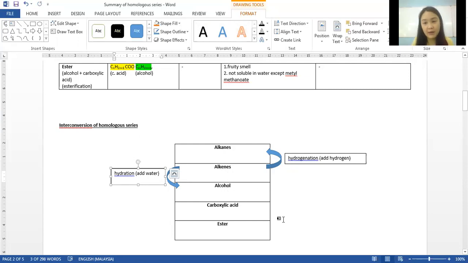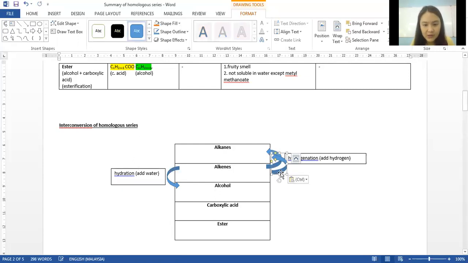Now next, how about alcohol? Alcohol has the same potential. It can turn back to alkene, and it can also turn down to carboxylic acid.